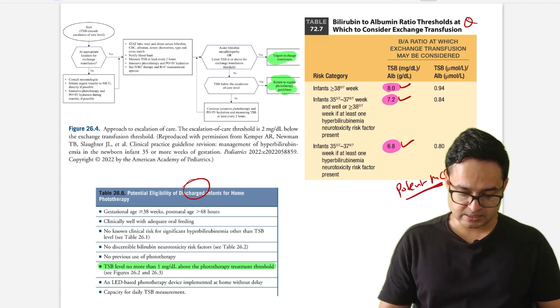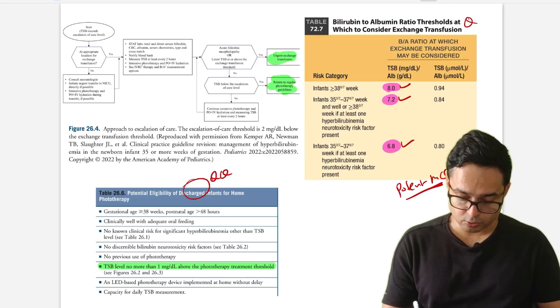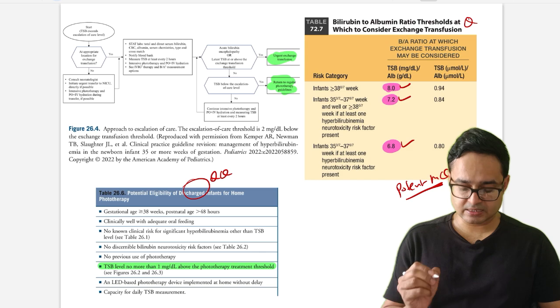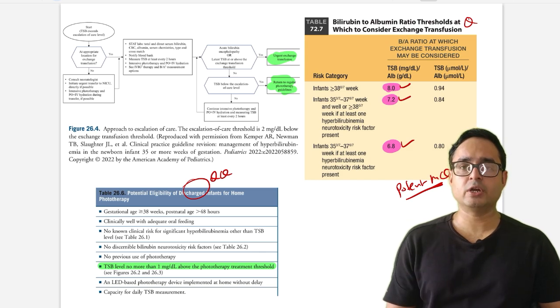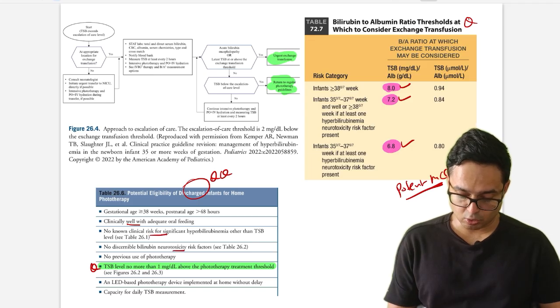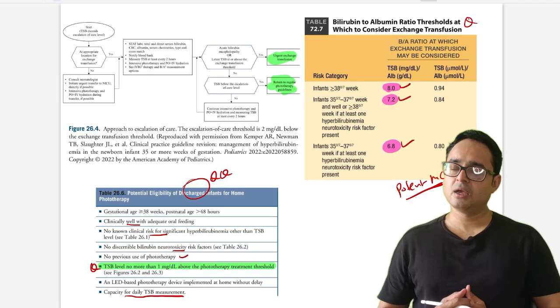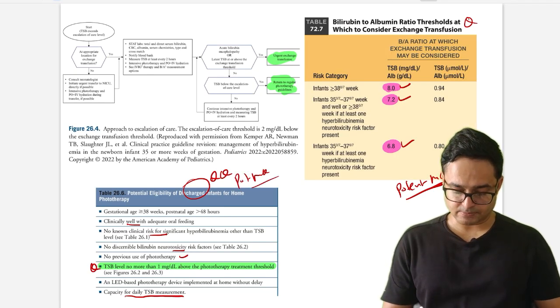Okay, so this is the eligibility for discharging an infant for home-based phototherapy. We have discussed this earlier also. The important point to consider in this table is the TSB level no more than 1 milligram per deciliter above the phototherapy threshold. Others: the baby should be well, no neurotoxicity risk factor should be there, no bilirubin neurotoxicity, no previous use of phototherapy, and capacity for daily TSB measurement should be there. So these are the home-based phototherapy criteria. This is also a potential MCQ.